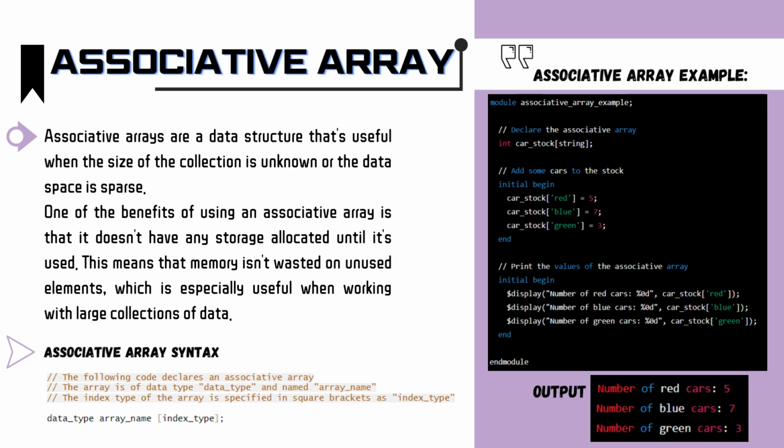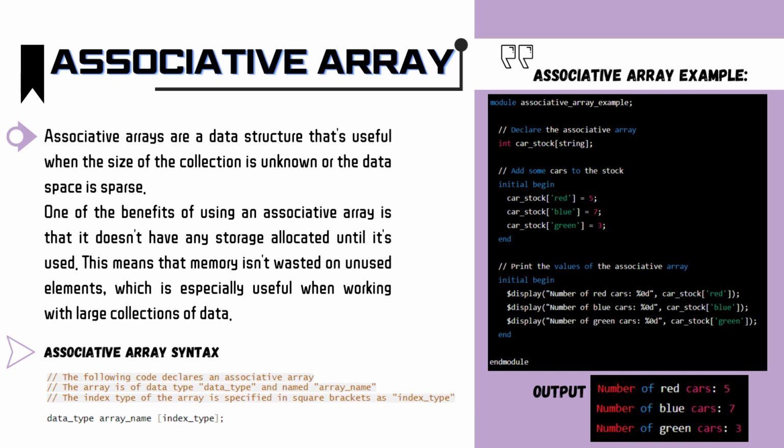To summarize, the syntax for declaring an associative array is data_type array_name, index_type. The data type specifies the type of value the array will hold, and the index type specifies the type of the index. Let's look at the code.